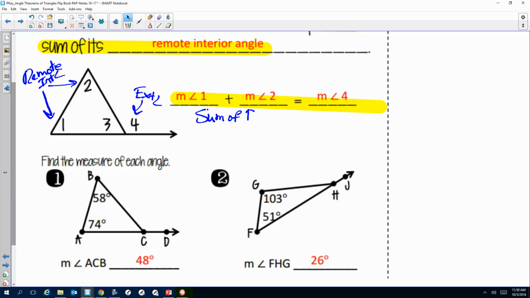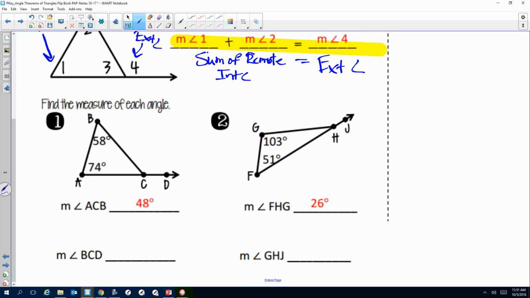Okay. There we go. The sum of the remote interior angles will equal the value of the exterior angle, the measure of the exterior angle. So, number 1 was done for you. Okay, they gave you angle ACB using the triangle sum, which was 48. So if you have a triangle sum, all the 3 angles, and you're trying to find the exterior angle, you can do it 2 ways.